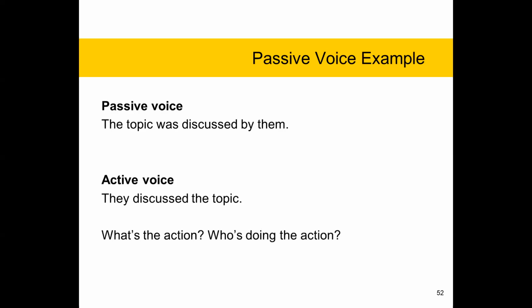So, a slightly more interesting example. The topic was discussed by them. Who did the acting? What's the verb? Discuss. Who did the discussing? They. They discussed the topic. So these are the same. One of them is easier. English does favor the active voice.